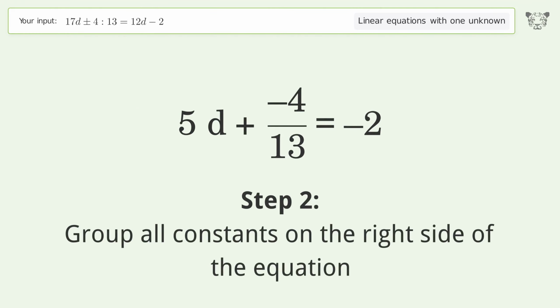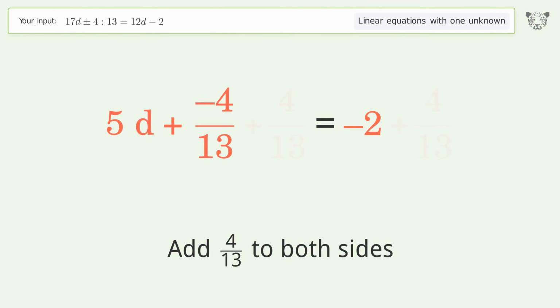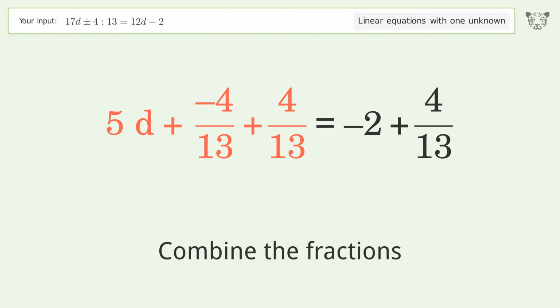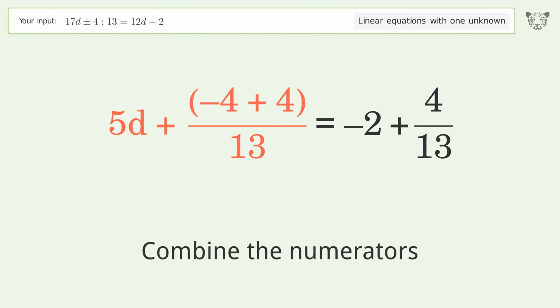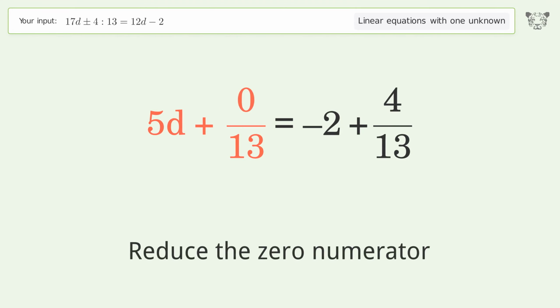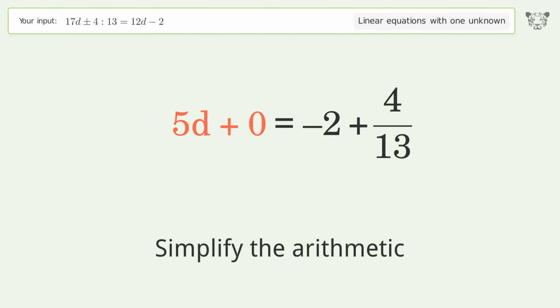Group all constants on the right side of the equation. Add 4 over 13 to both sides. Combine the fractions. Combine the numerators. Reduce the zero numerator. Simplify the arithmetic.